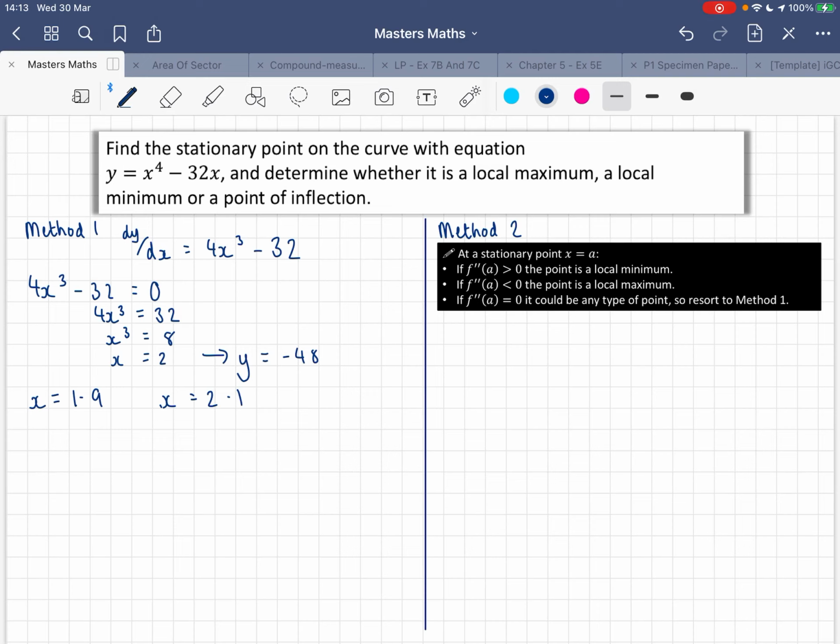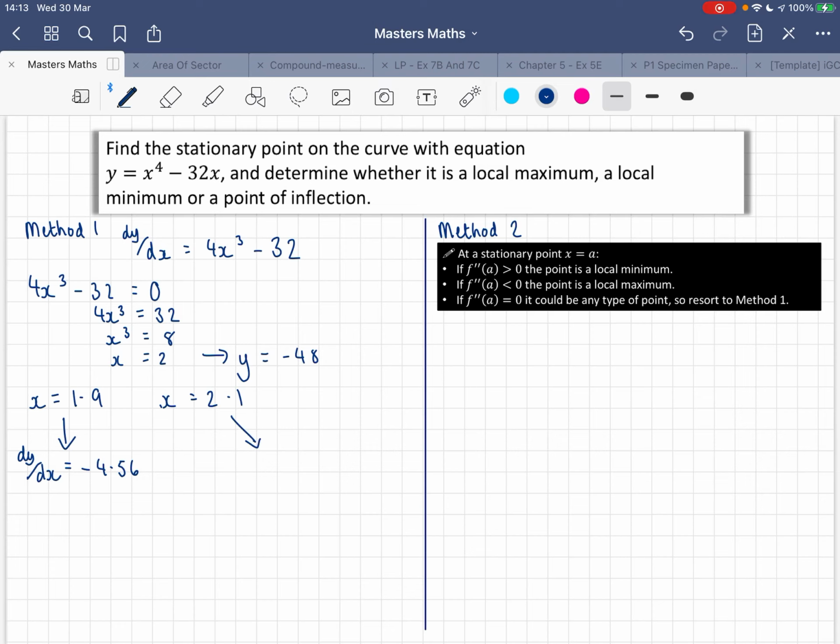Okay, so by putting in x is 1.9, I get dy by dx. Again, you know how to substitute. I'm not going to insult your intelligence by talking you through substituting 1.9 in. I get dy by dx is negative 4.56, so a negative gradient.